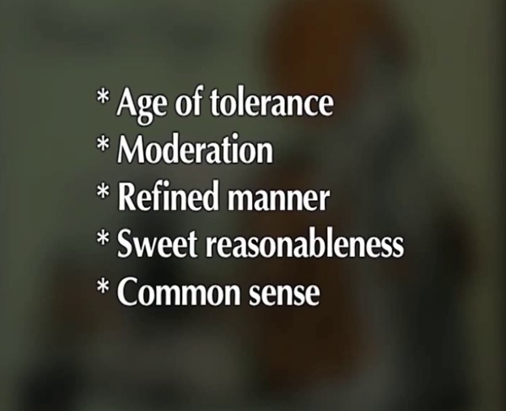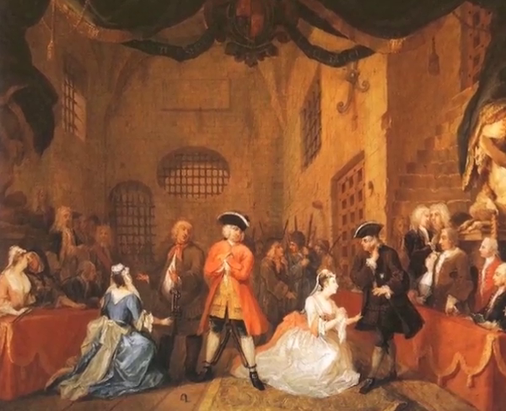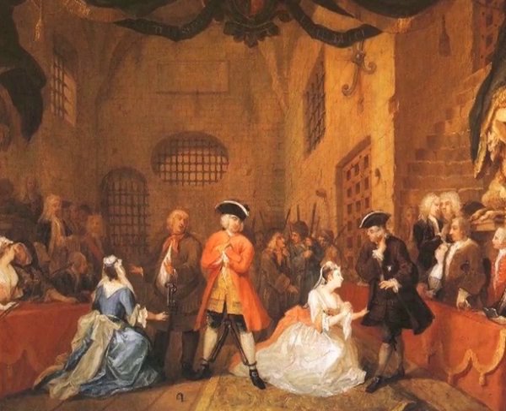English society at this time saw the emergence of a powerful middle class. The preeminence of the middle class made it an age of tolerance, moderation, refined manner, and sweet reasonableness and common sense. This was an age of verbal skill. One of the key words for the entire period is wit. The upper class courtiers, as well as everyone with money, were supposed to be verbally skilled and comfortable with brilliant verbal repartee and clever talking.